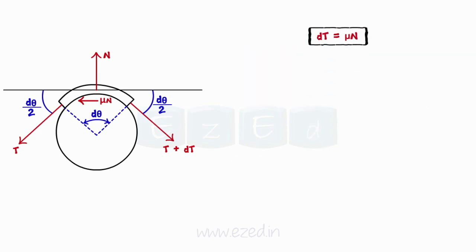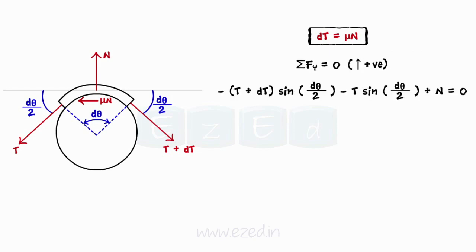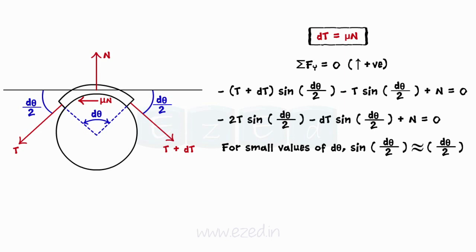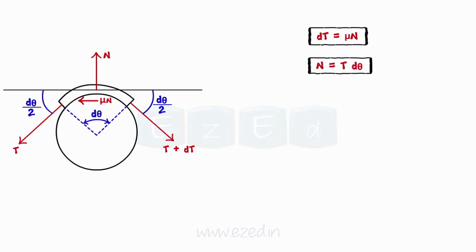Next, we will equate the summation of all forces in the y direction to 0. On further simplifying and also neglecting the product of two small quantities, we find that N is equal to T d theta. Substituting this value of N in the above relation, we get dT upon T is equal to mu d theta.